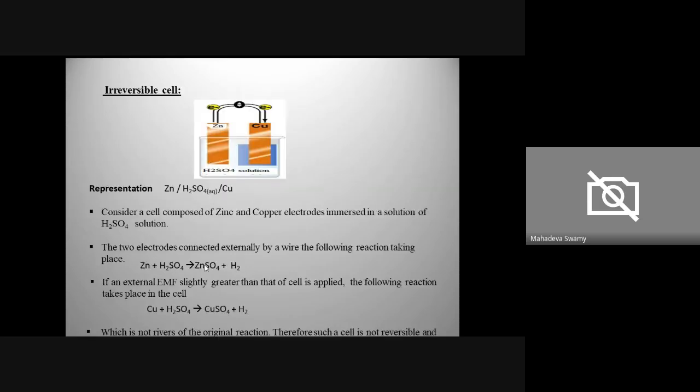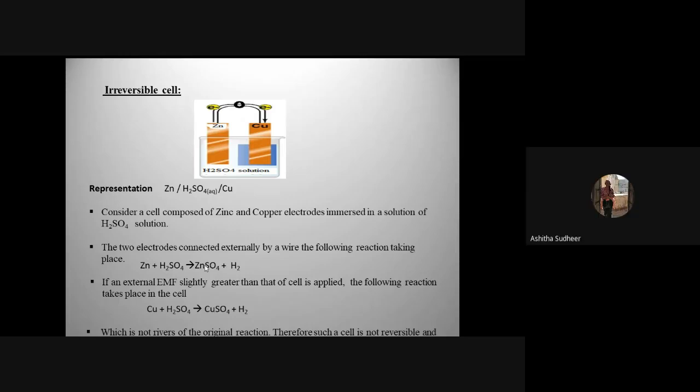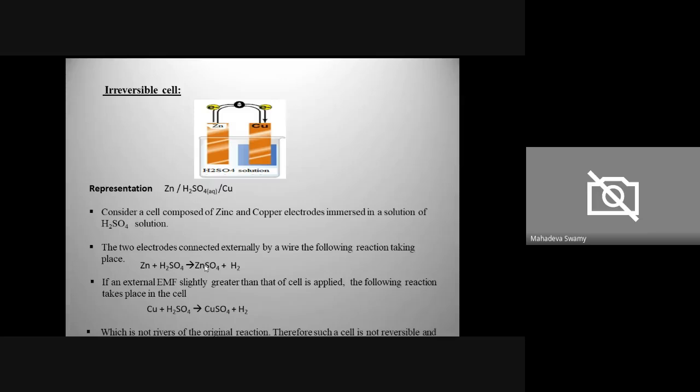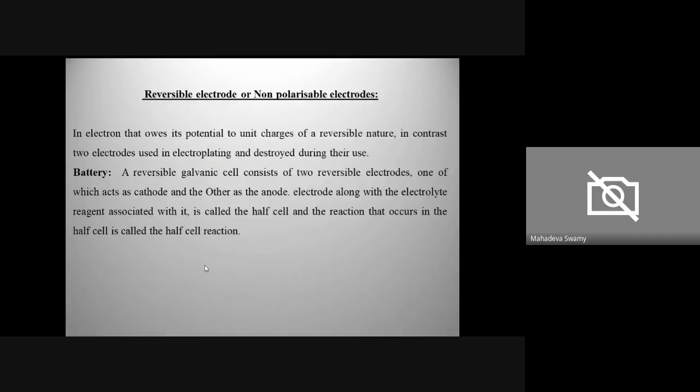So this is the concept of the reversible and irreversible cell. Are you getting the concept of irreversible cell, guys? Can I move to the next concept? Okay. Yes, next, sir, after this, the electrode process.